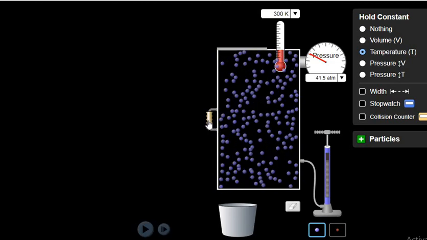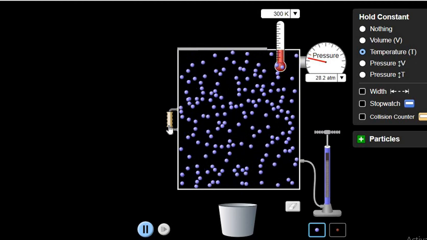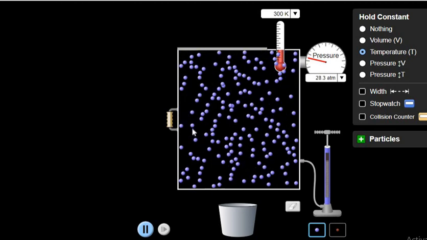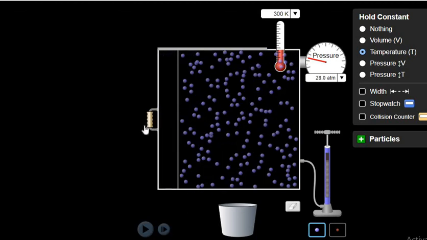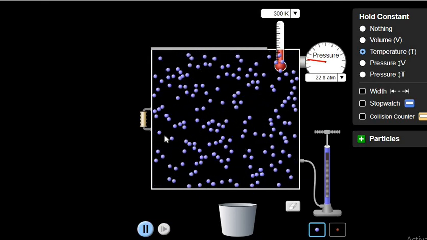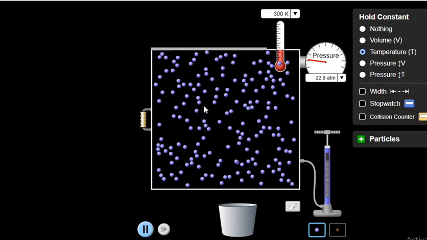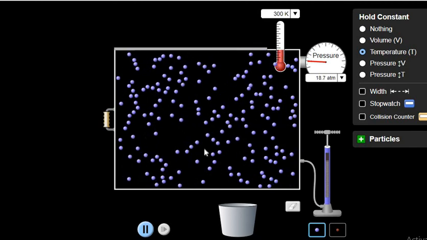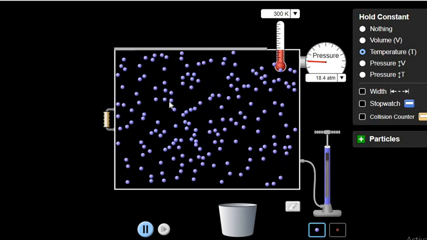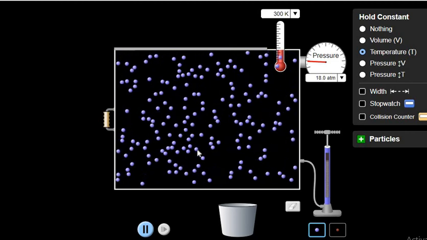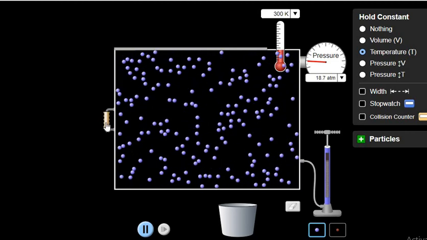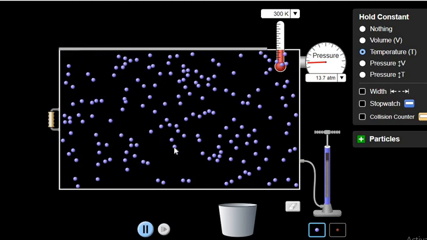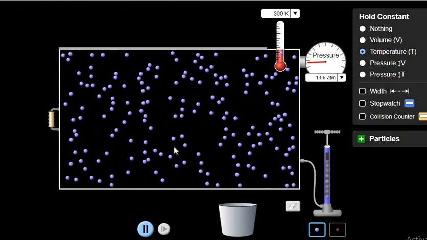Now if I increase the volume, look at the pressure. I increase the volume, and the space between particles increases, and the pressure decreases. Look, the space increases. Look at the collisions, look at the speed of the particles. Now the particles move very slowly. That's because I increase the space between the particles, and as a result I decrease the number of collisions between the particles and the wall.